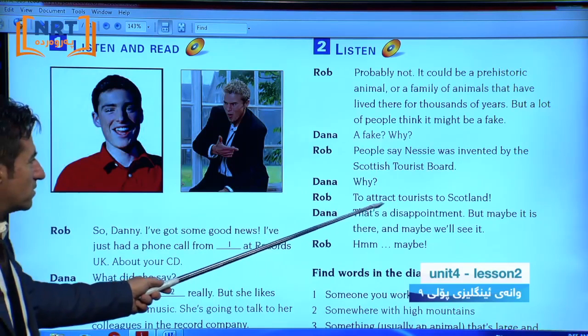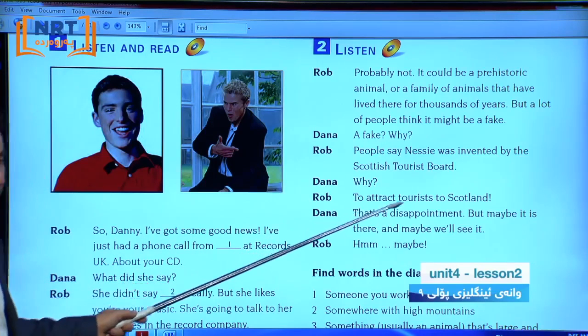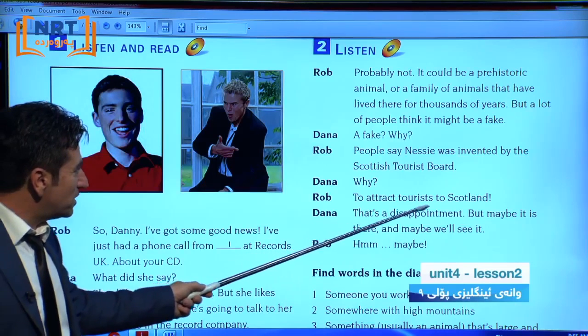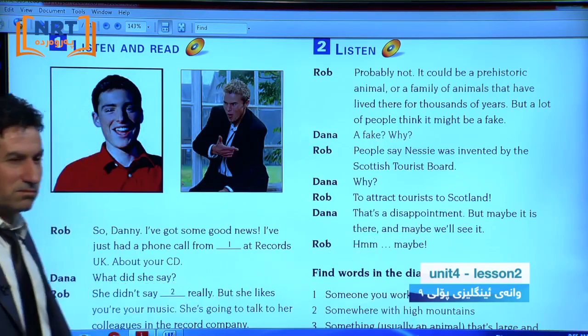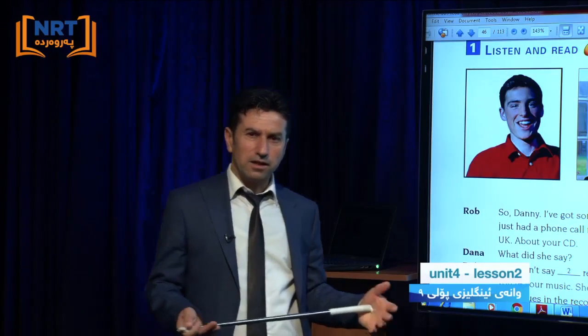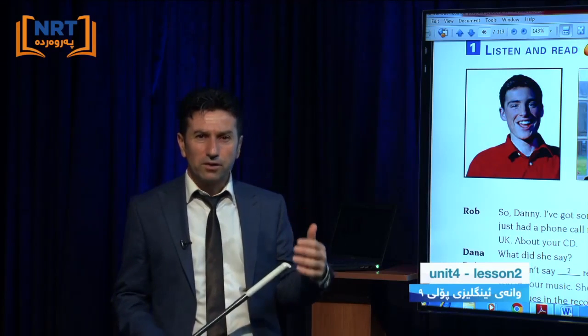To attract. Look, this is the aim: to attract tourists to Scotland, to get money, to attract people to come to the country. Okay, if there is a nice thing, everywhere people are going to visit. Tourists are going to visit this place.